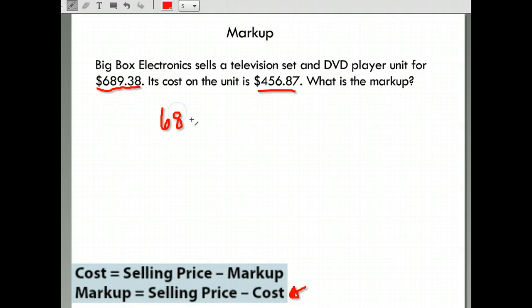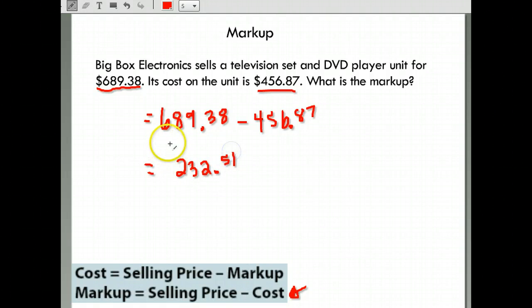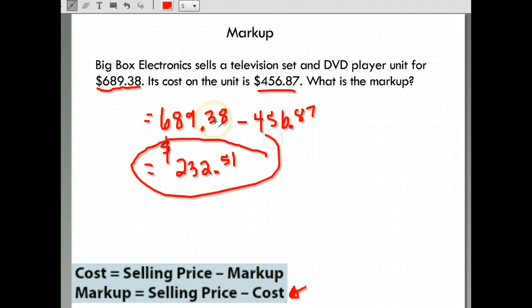So the selling price was $689.38. That's what they are selling it for. Their cost was $456.87. And all I have to do is subtract those two. And when I do, I get $232.51. So they marked up the price of the television DVD player by $232.51.